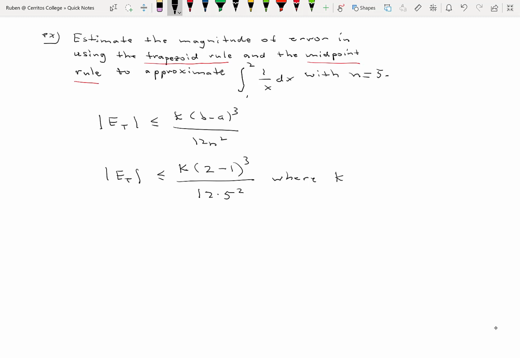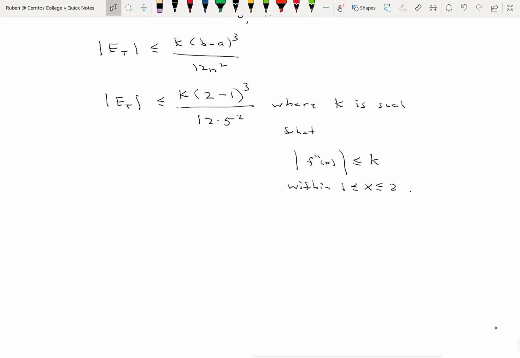Well, so k is such that the absolute value of the second derivative of my function, the function I'm integrating, which is 1 over x, is no bigger than that number k within the interval from 1 to 2. Okay, so let's do this. Let's see if we can find that. We're going to need two derivatives.